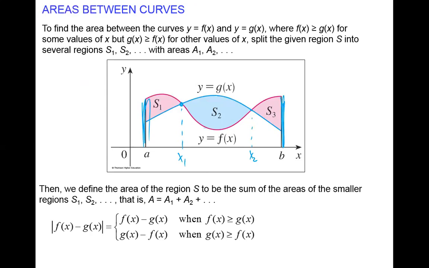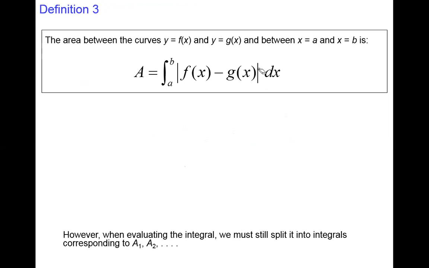Because if we just say g of x minus f of x from A to B, we will get the wrong answer. Overall, I know that we don't like absolute value notation, but we will say this: the area between 2 curves, f and g, is the integral from A to B of the difference, but absolute value must be applied.